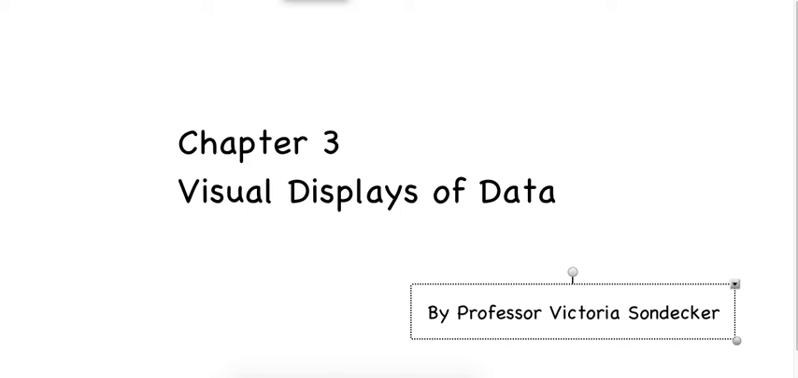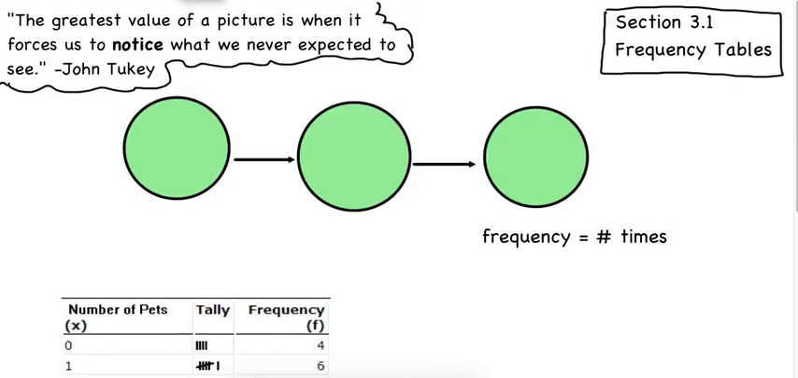As the saying goes, a picture is worth 1,000 words. In Chapter 3, we'll talk about visual displays of data. Section 3.1 is about frequency tables.